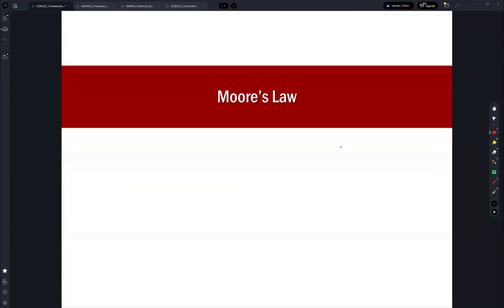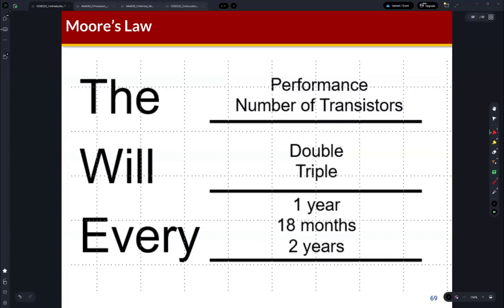Okay. So now let's learn about Moore's law. Actually, I believe some of you have heard of Moore's law. It's very famous, and it's very popular. So what is Moore's law?